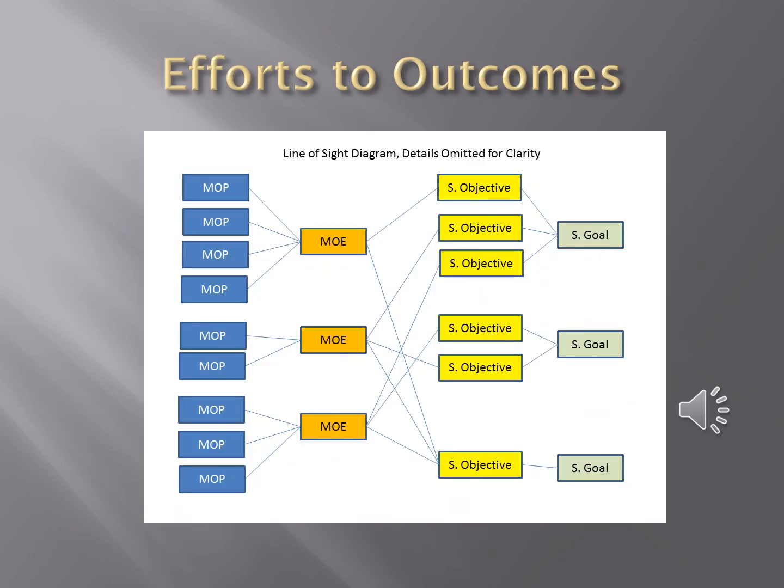Here's another kind of artifact at the enterprise level, where you take the different measures from systems engineering, measures of performance, measures of effectiveness, and strategic objectives, tie them to strategic goals, and you put little lines between them so you can see which one lines up with which one. It's called a line of sight diagram, and it allows you to see how your efforts at the project level feed up to meeting strategic goals and producing strategic outcomes.